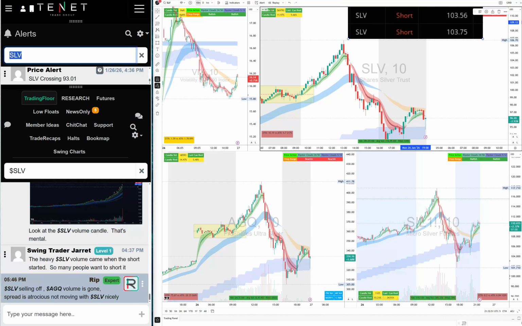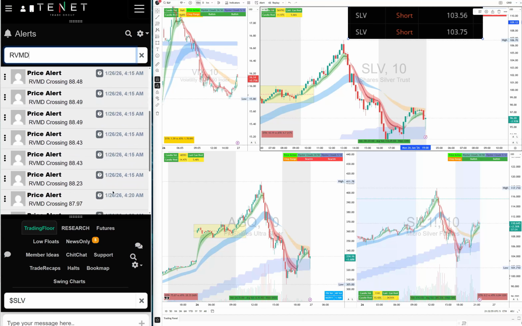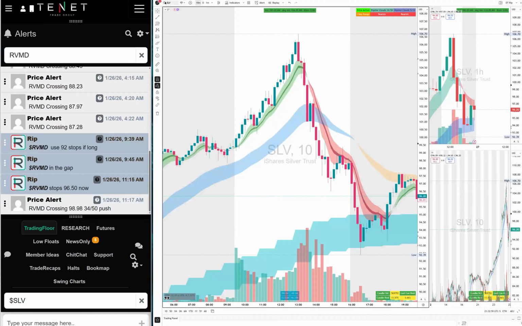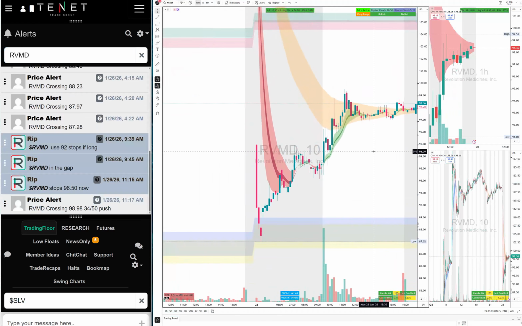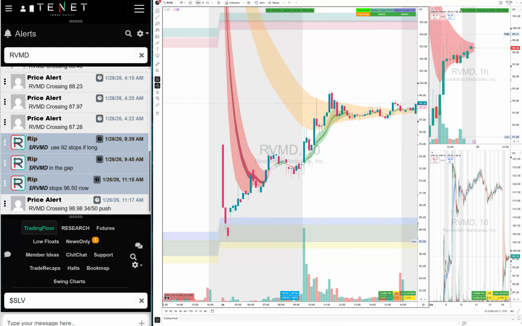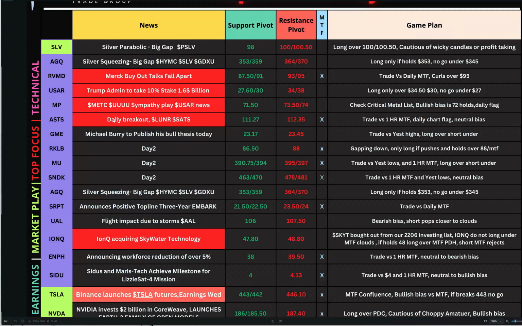All right, so let's look at some of the next setups here. RVMD was another one of the setups. We traded it before as well. I was busy with the market, but RVMD was a really nice gap down long setup. So let's look at the pre-market plan on RVMD.